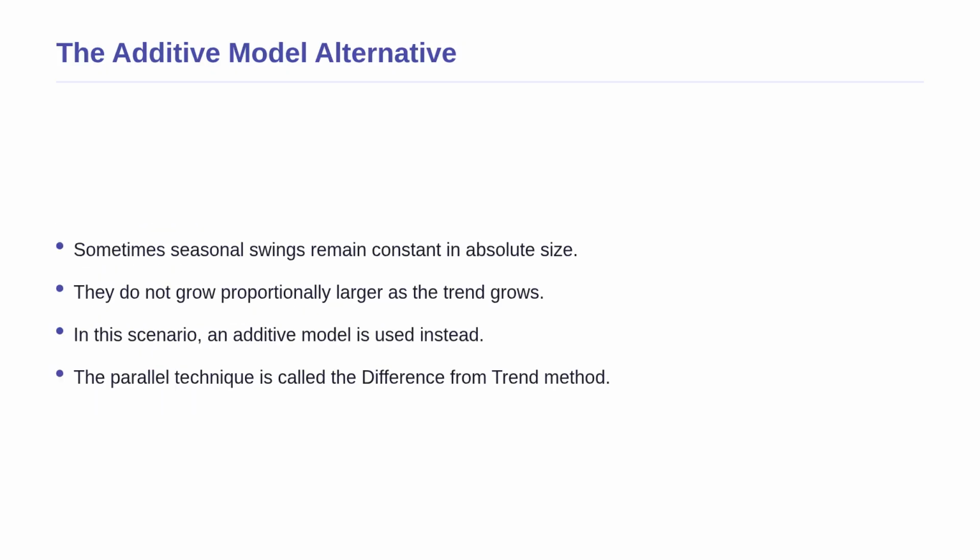We have focused heavily on the multiplicative model. But what if the data behaves differently? Sometimes seasonal swings do not grow proportionally larger as the company grows. Instead, they remain constant in absolute size. For example, a shop might sell exactly 50 extra ice creams every summer, regardless of whether their baseline sales are 100 or 1000. When a time series behaves this way, we use an additive model. In this scenario, the components are added together rather than multiplied. This requires a parallel technique to isolate the seasonal component, known as the difference from trend method.